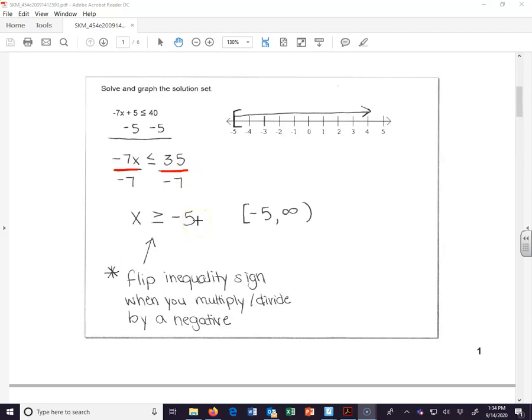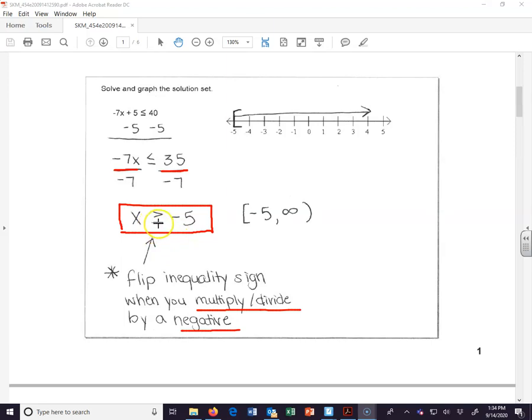But one rule that is different from when we're dealing with equalities is that if we divide or multiply by a negative, then we need to flip the inequality sign, which means instead of it saying x is less than or equal to, it now is going to say x is greater than or equal to. So you flip that inequality sign anytime you multiply or divide by a negative. You don't have to do it if you're just subtracting a value, but if you're multiplying or dividing by a negative, you do need to flip the inequality sign. So our final answer here is x is greater than or equal to negative 5.